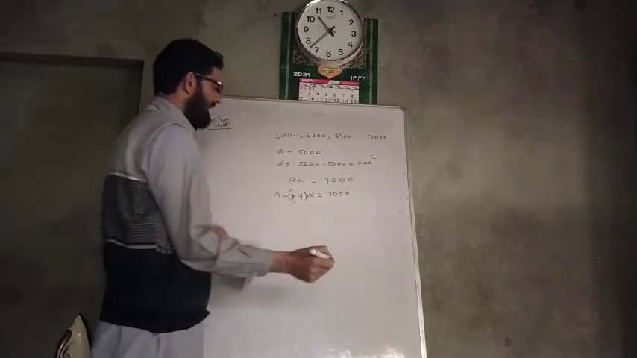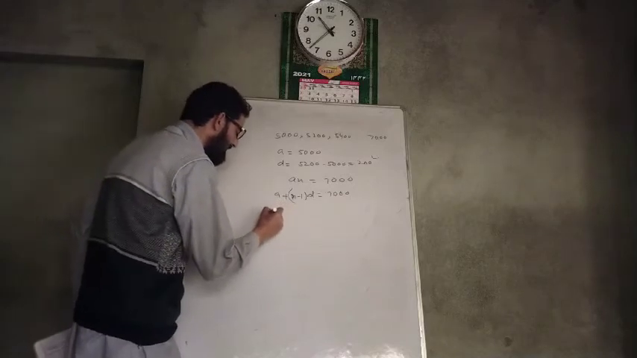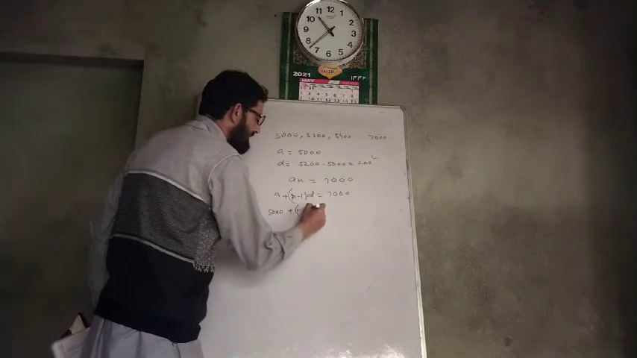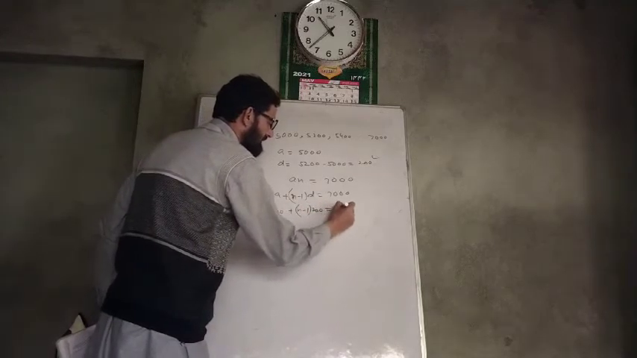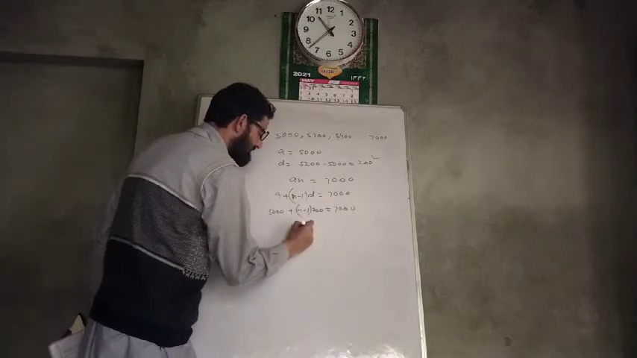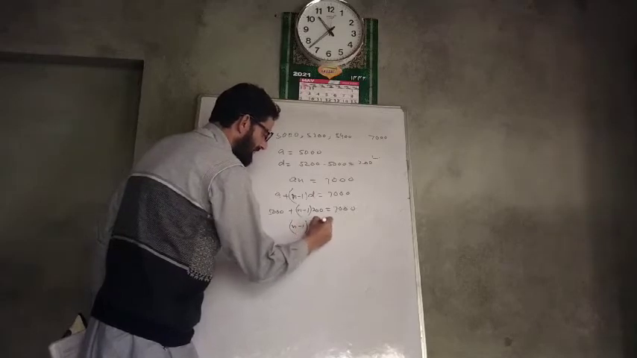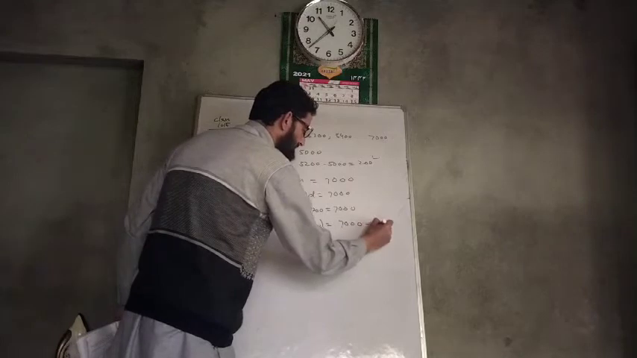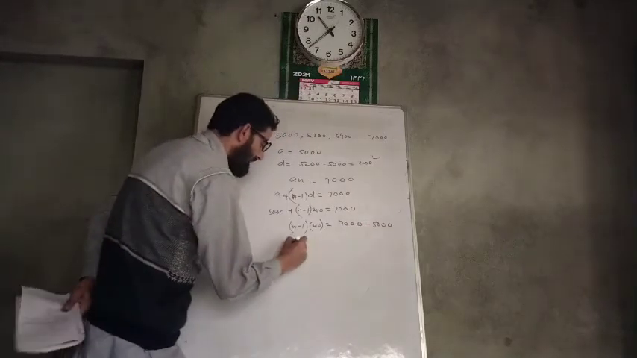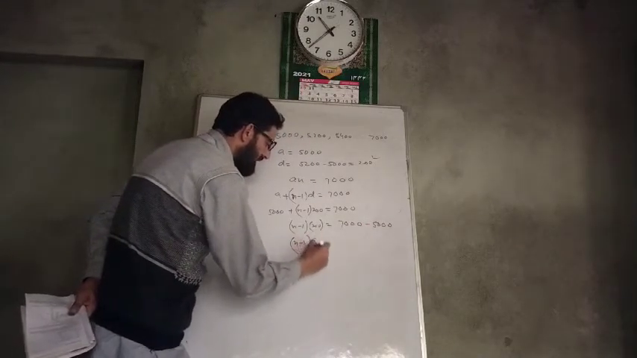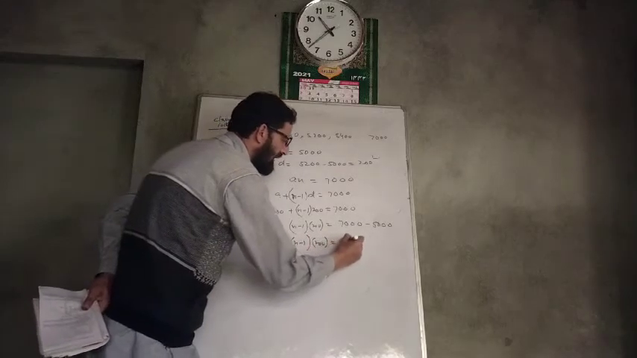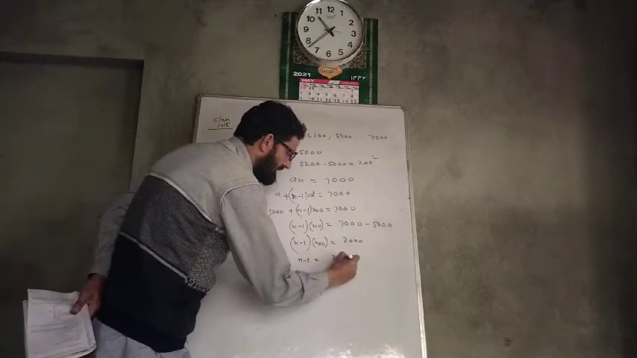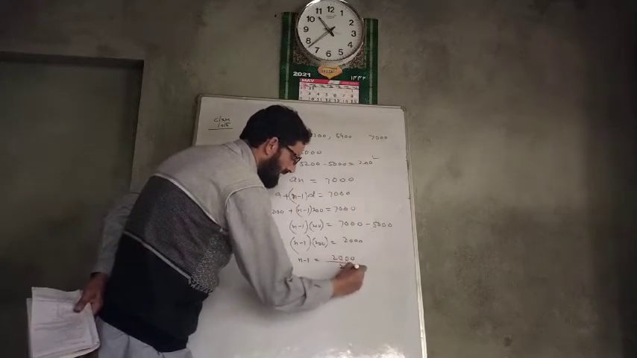You already know it, An. So this A is 5,000 plus (n minus 1) into D. What is D? Our D is 200, is equal to 7,000. So (n minus 1) into 200 is equal to 7,000 minus 5,000. So (n minus 1) into this 200 is equal to 2,000. What is n minus 1? This is equal to 2,000 divided by 200.